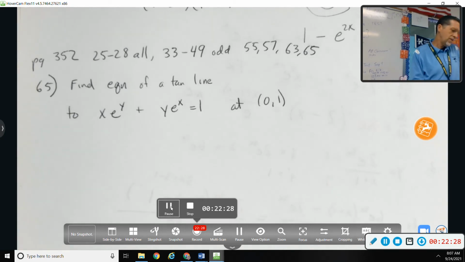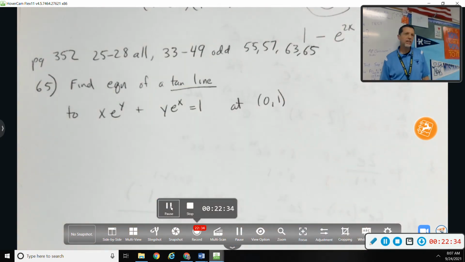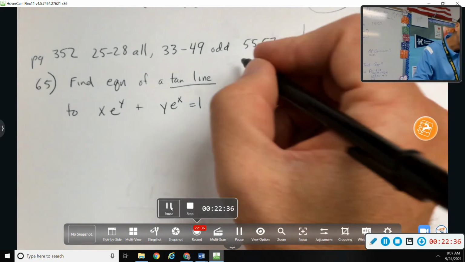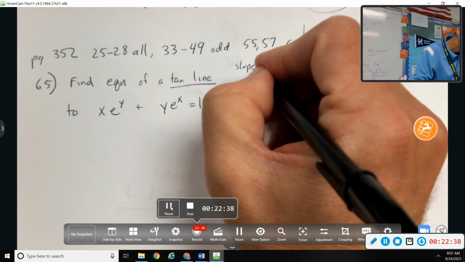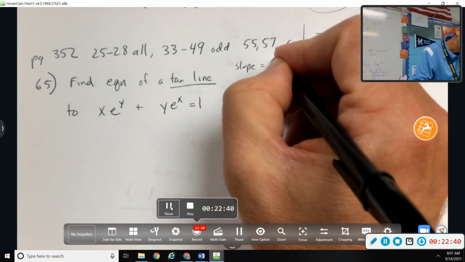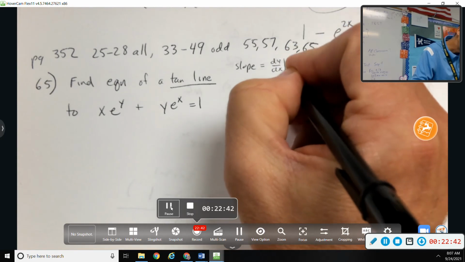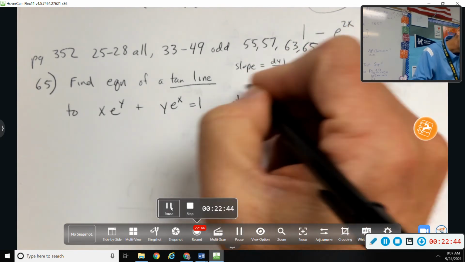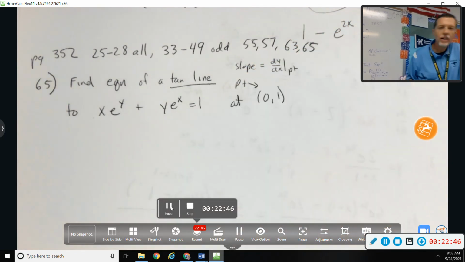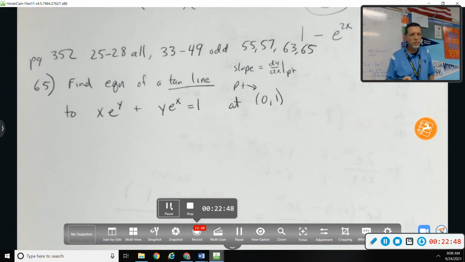So what does it take to do a tangent line? Let's look at the big picture first. What do I need? A slope and a point. How will I find the slope? The derivative at the point. And the point, which they just gave me, so that was nice. So I know the point. I need to find a derivative.